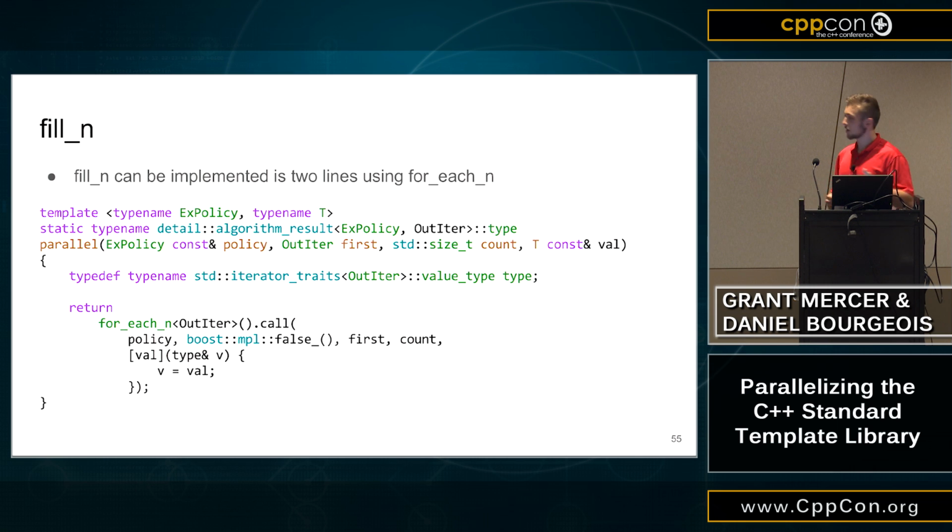So what that for_each_n is actually doing with that boost MPL false stuff, we have some internal mechanisms. So this will call parallel without having to do any checking. So we know we're executing parallel because we're calling the parallel fill_n. And then we're grabbing that parallel for_each_n and executing that as well.